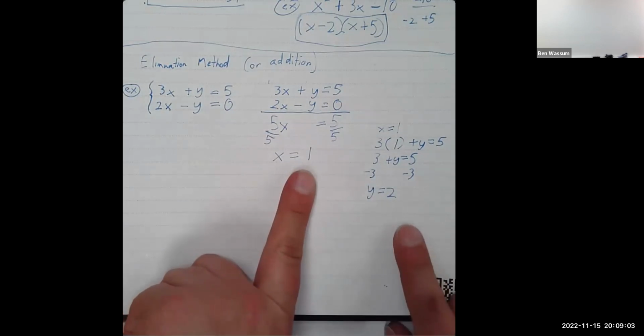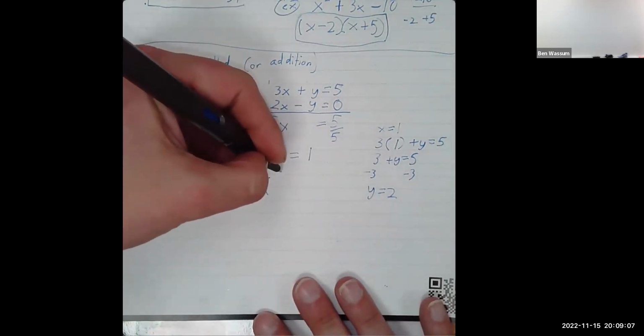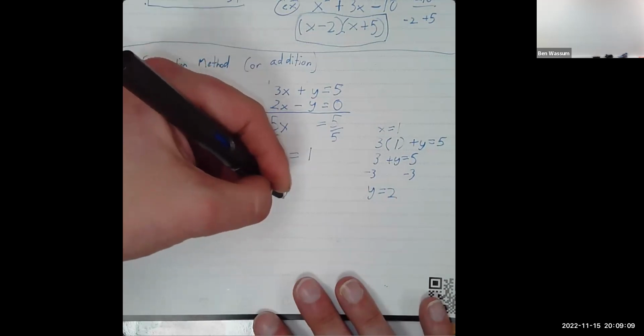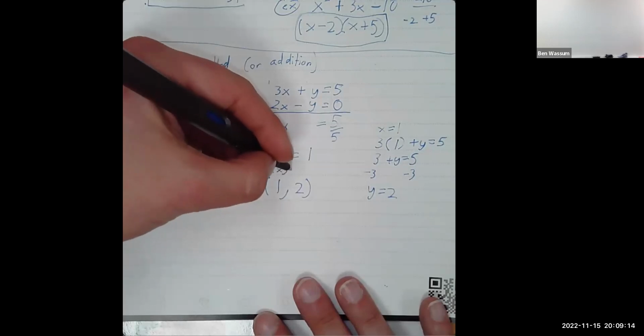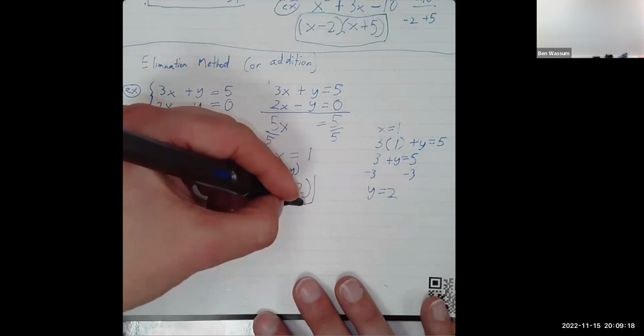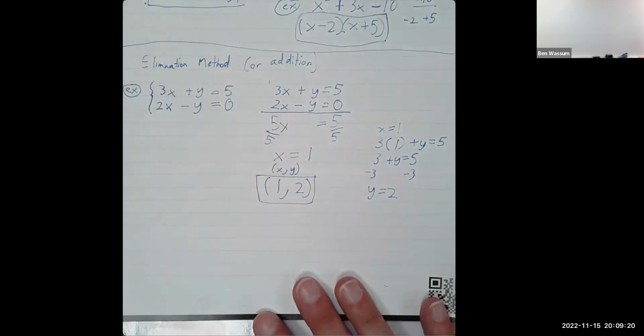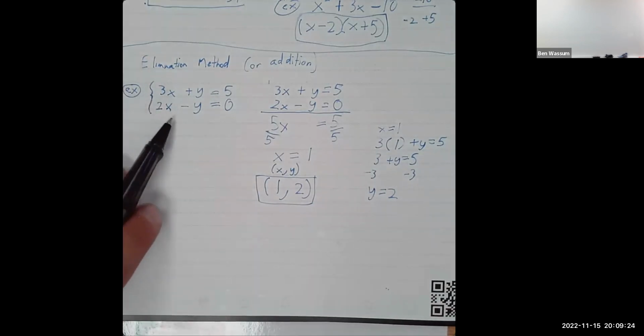So I have an x, I have a y. So my solution is an ordered pair (1, 2), because if you remember, points on a graph are in the form (x, y). So that is the solution to this system of equations. That is the point where these two lines cross each other.